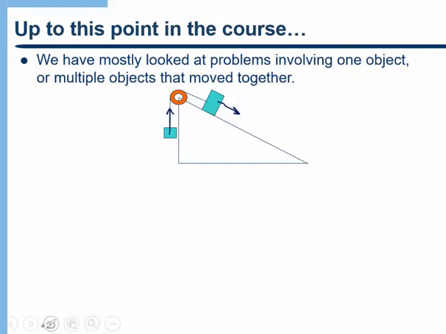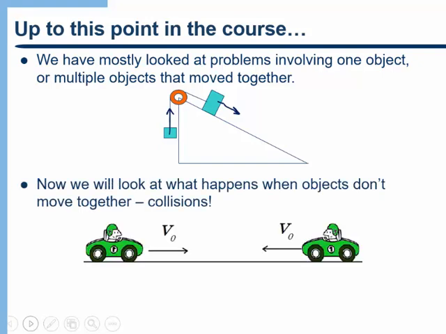What we want to do now is allow objects to move independently from each other. And of course, if objects are moving independently of each other, then those objects can collide. And so the primary thing we're going to be looking at in this video is collisions.